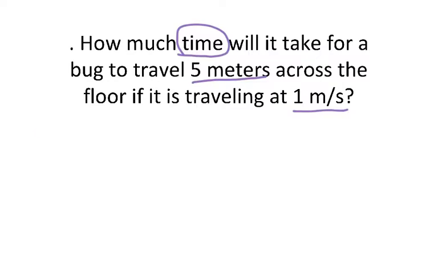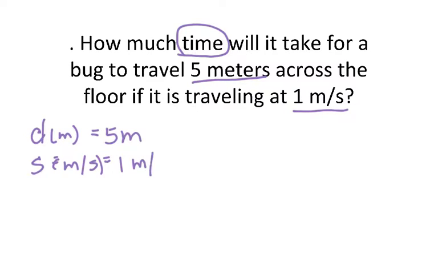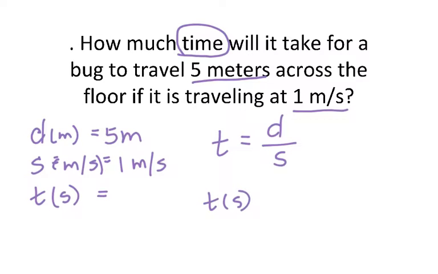Okay, so for this one, we have a distance, and that's in meters, of 5 meters. We have a speed in meters per second of 1 meter per second. And then we are looking for the time, and the time is going to be in seconds. So to calculate time, you are going to take your distance and divide it by the speed. So time is still going to be in seconds. Distance is still going to be in meters. And your speed is still in meters per second.